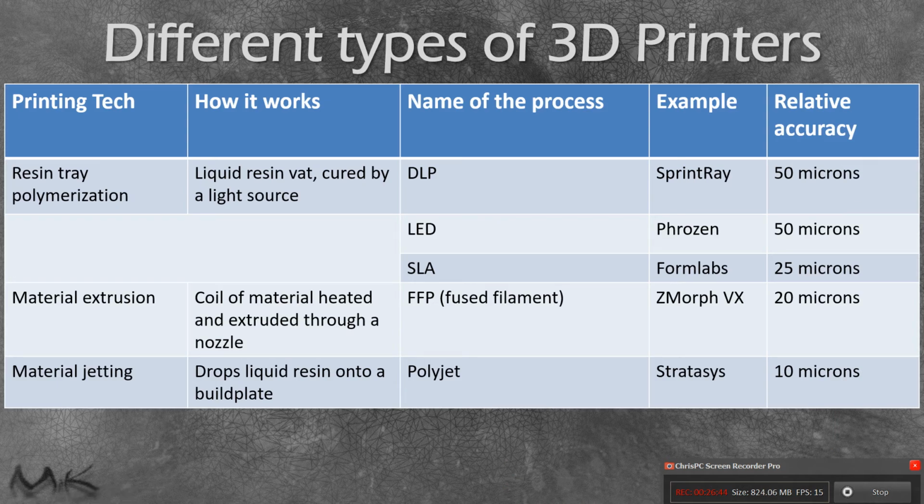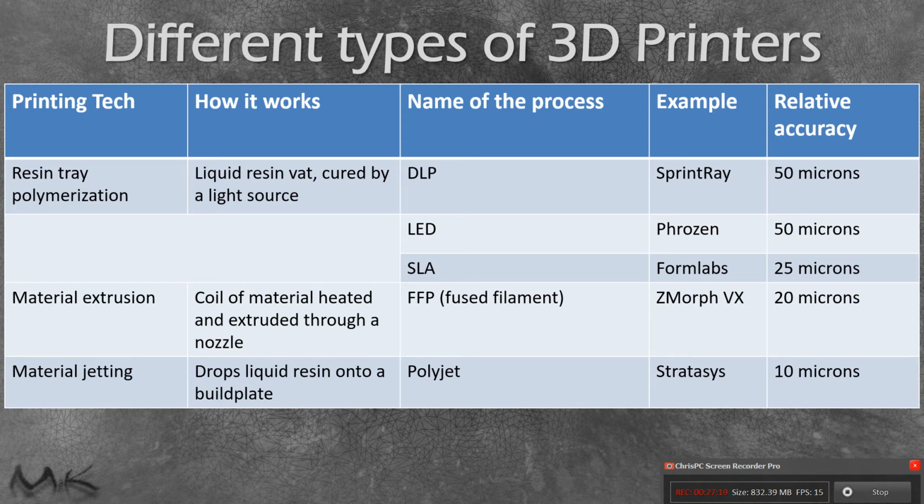So to start to understand our scanners, our technology, and why it might be important to control our fixed and variable costs, now we have to look at different types of 3D printers that are available. So breaking down the printing tech, usually we have something called a resin tray polymerization type of printer, which uses a liquid resin cured by a light source in a vat. And those typically break down into DLP, LED, and SLA types of printers, or digital light projection, light emitting diode, and stereolithographic types of printers.